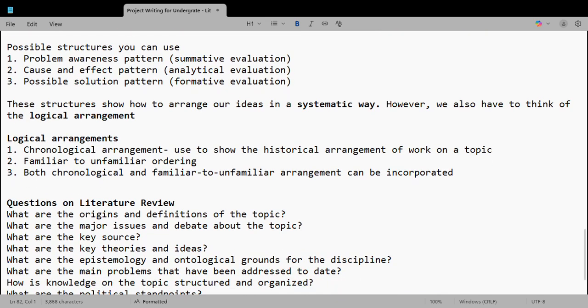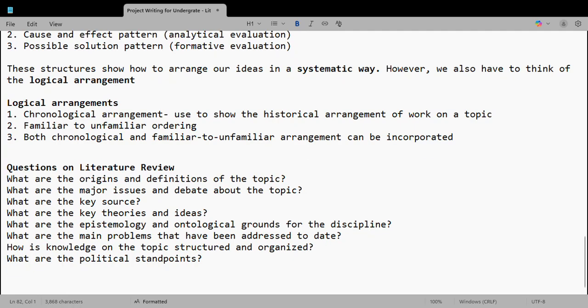So as researchers, your literature review must be able to answer these questions. And once you're able to answer these questions, then your literature review is good to go, is perfect. So the first question is, what are the origins and definition of the topic? You don't just formulate a topic, you don't just come up with a topic. It has to be tailored to your findings. Then also, what are the major issues and debate about the topic?